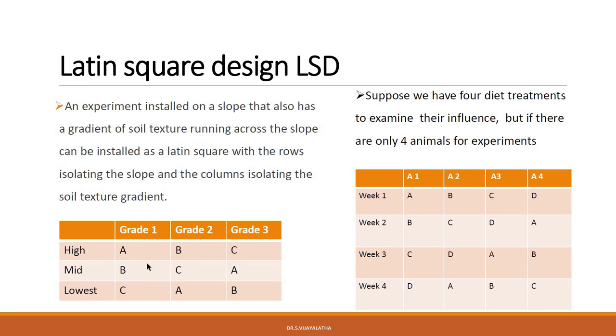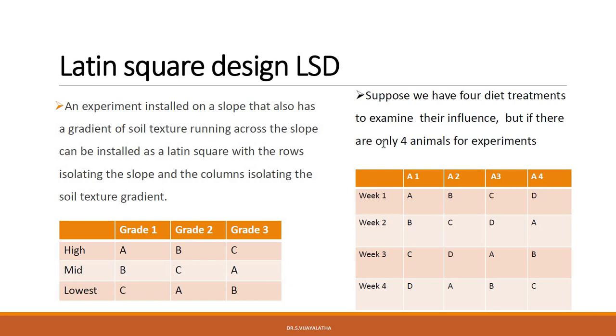Now, we have to follow a design where each of these treatments occurs once in each row and in each column. By doing this, we ensure that, for example, treatment A is done in the highest part of the slope, mid part of the slope as well as the lowest part of the slope. Similarly, it has been done with soil texture grade 1, soil texture grade 2 as well as soil texture grade 3. So, we are able to eliminate 2 sources of variation. Each treatment appearing once in each row and each column makes one row a block and one column a block. Thereby, we are able to eliminate 2 sources of variation. If we see treatments B and C, they also will occur once in each row and once in each column.